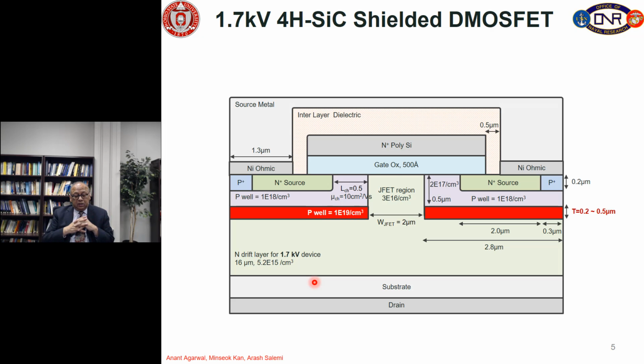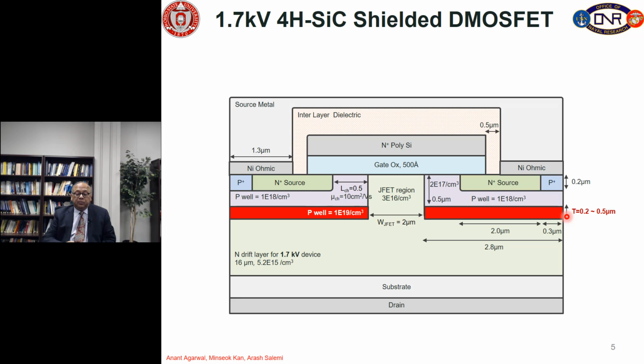So, another method has been suggested in the literature, and that is called the shielded DMOSFET. In the shielded DMOSFET, at the bottom of the P well, we increase the doping to 1E19 per centimeter cube, as shown by this red region. And let us say this red region is about 0.2 to 0.5 micron thick.